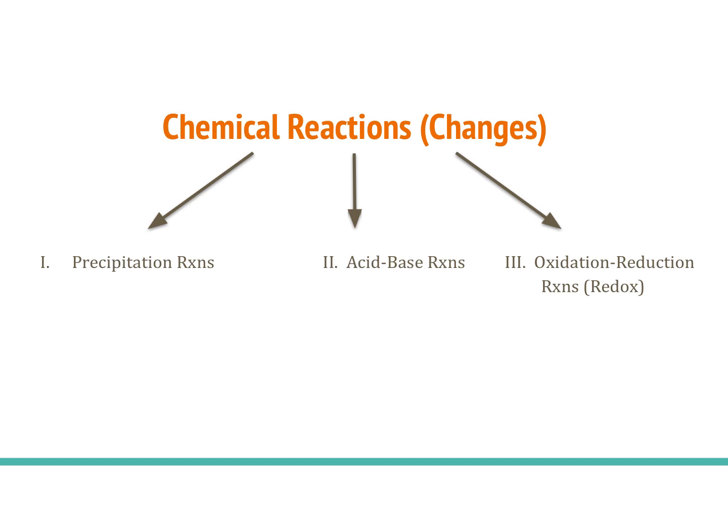In this video, we will look at the third type of chemical reaction studied in the AP Chemistry course. We've already looked at precipitation reactions and acid-base reactions. Now we're going to discover how you classify something as an oxidation-reduction reaction.